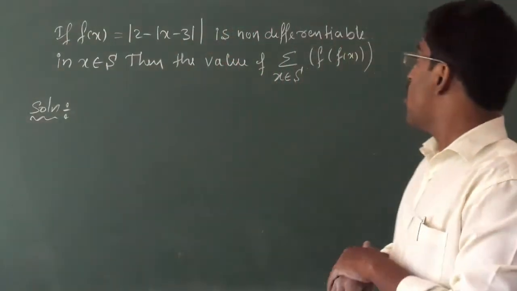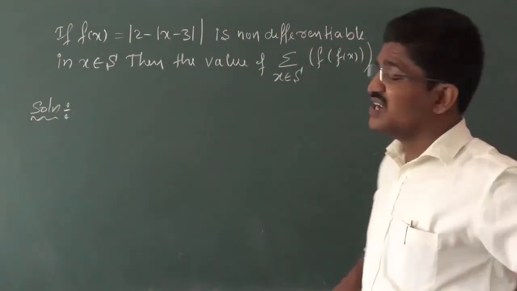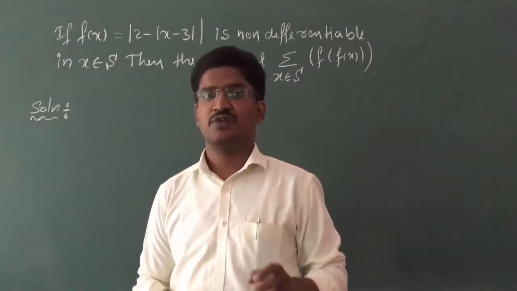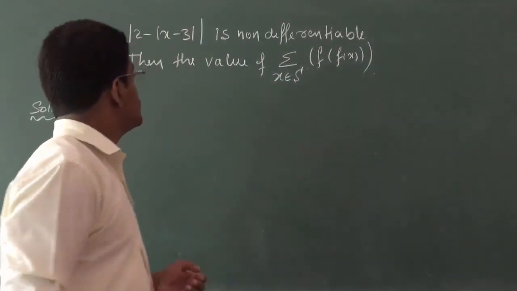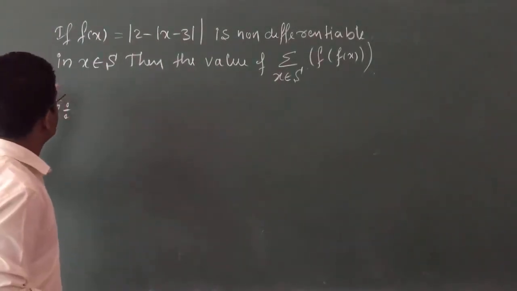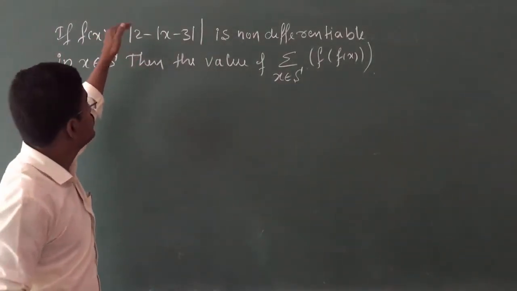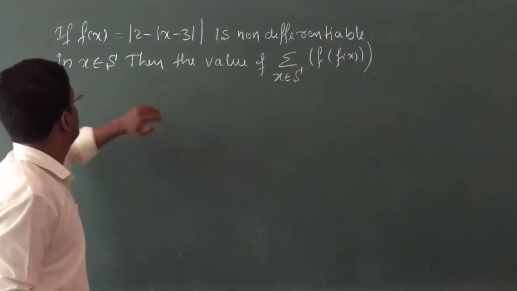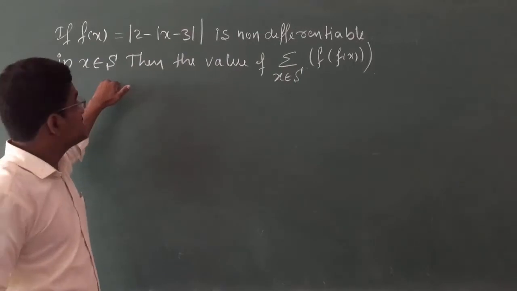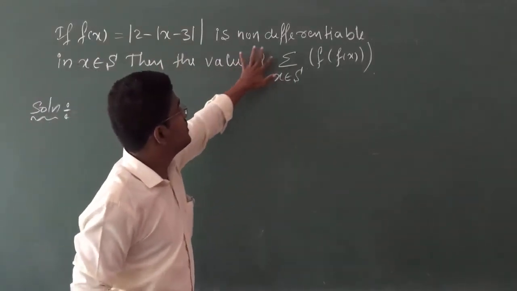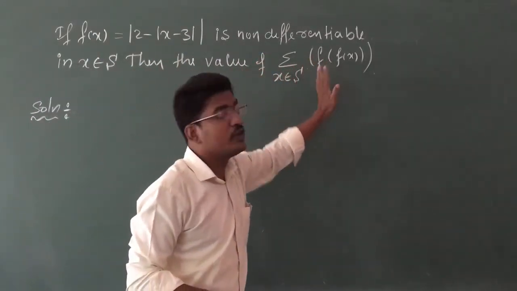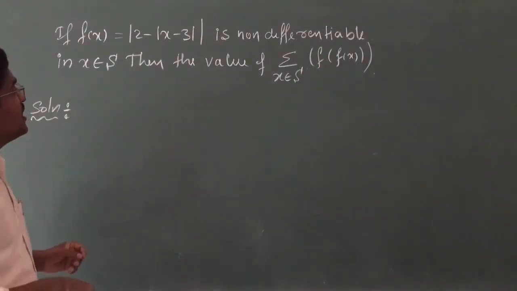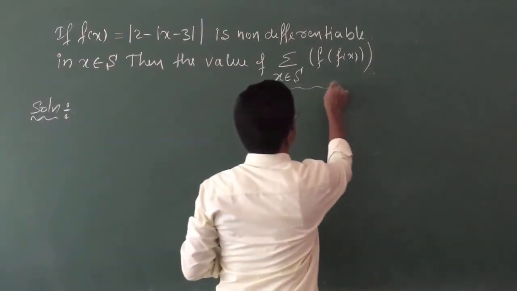That is on your differentiability properties and graphs, how to draw the graphs of a given function and all on that topic. So now what they are asking: if f of x is equal to mod of 2 minus mod of x minus 3 is non-differentiable, no problem, in x belongs to S, then the value of summation of x belongs to S f of x. Okay, no problem. So first, here what they are asking is this value.